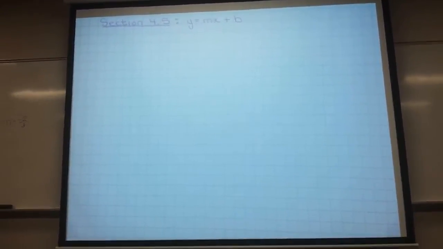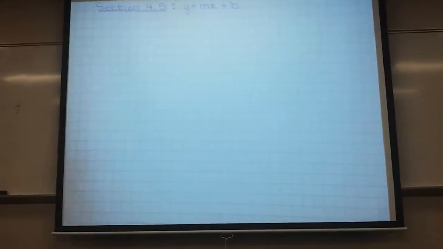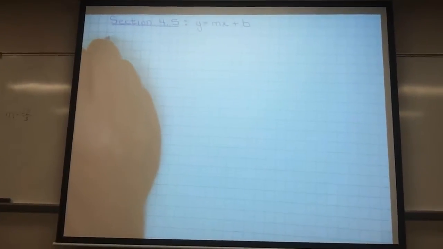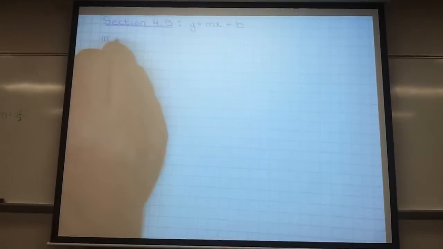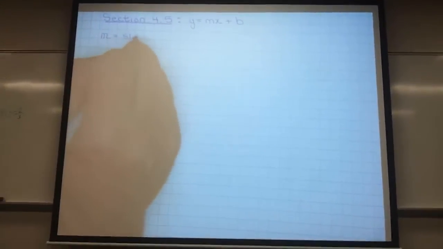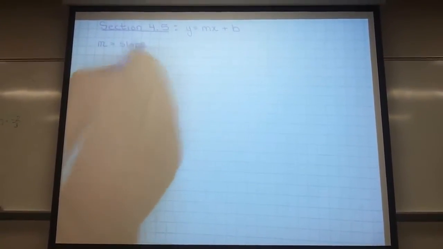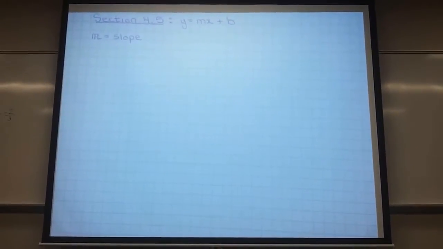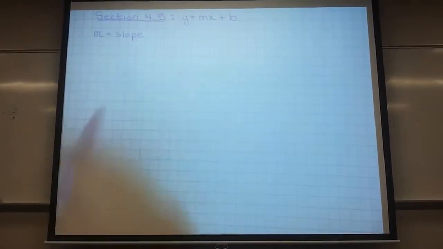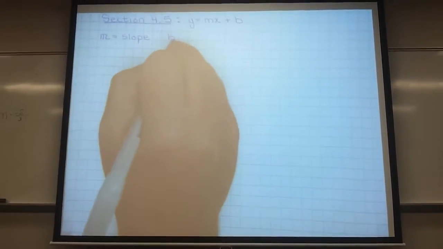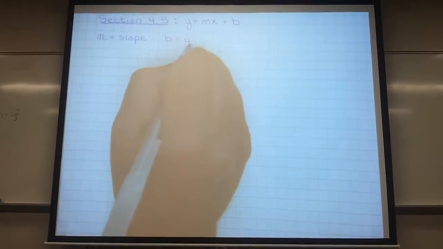So to give you a little background, and Timmy's already explained it for us, the m in the equation represents the slope. Remember I said m is the slope. Now you thought that was weird. The b is the base? No, it's the y-intercept. Yeah, okay.